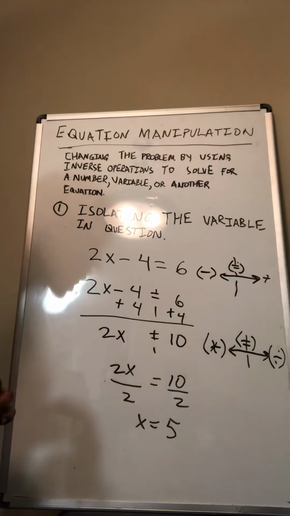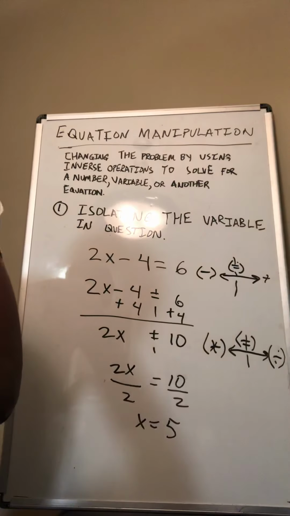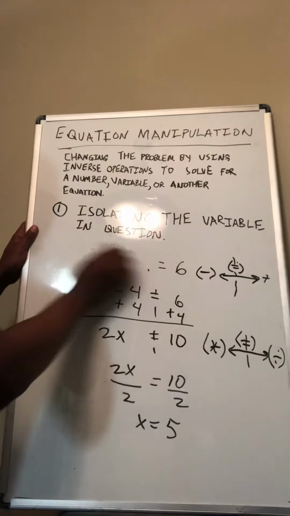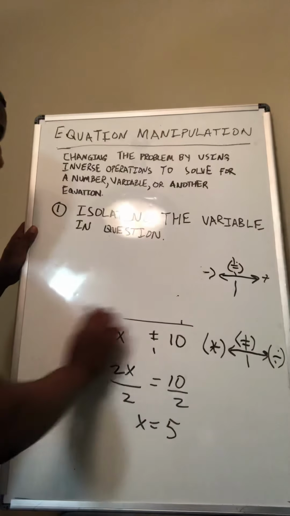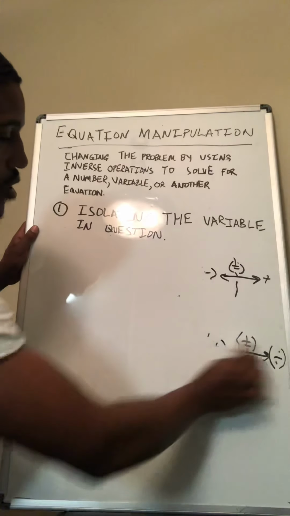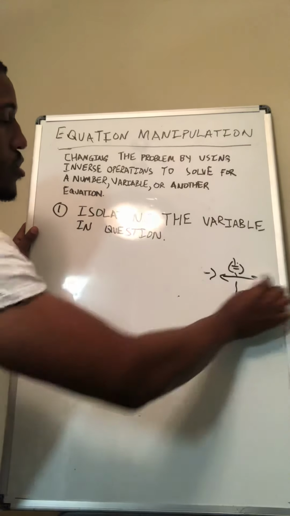So those were just some quick examples of some one-step and two-step isolating single variable problems. I will be posting another video about two-step and two-variable equation manipulation problems.